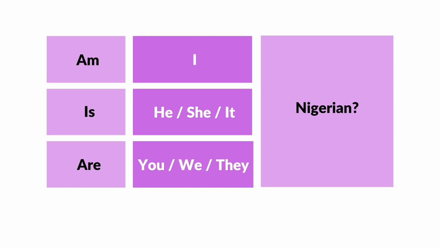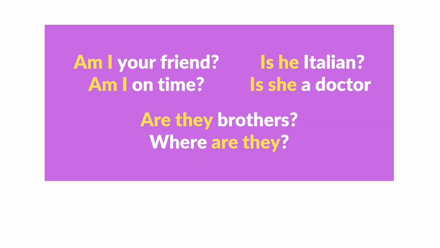Am I Nigerian? Is he or she or it Nigerian? Are you or we or they Nigerian? Some more examples here. Am I your friend? Am I on time? Is he Italian? Is she a doctor? Are they brothers? Where are they? As you can see, verb be, is, are, am comes first, and then the subject. It's verb, subject when it's a question.